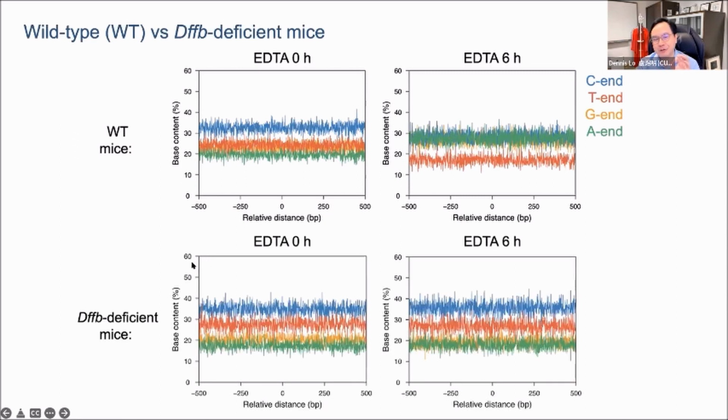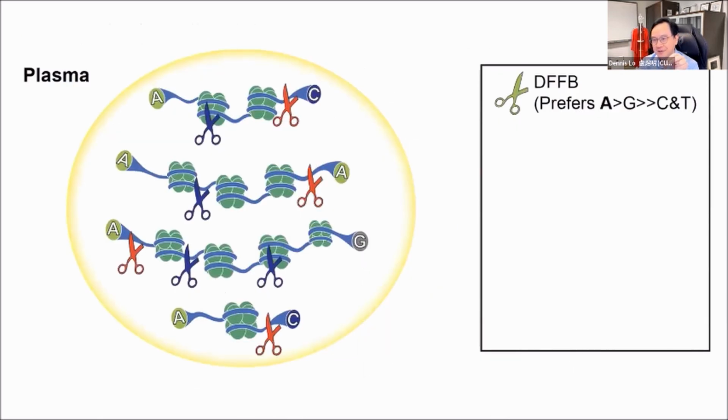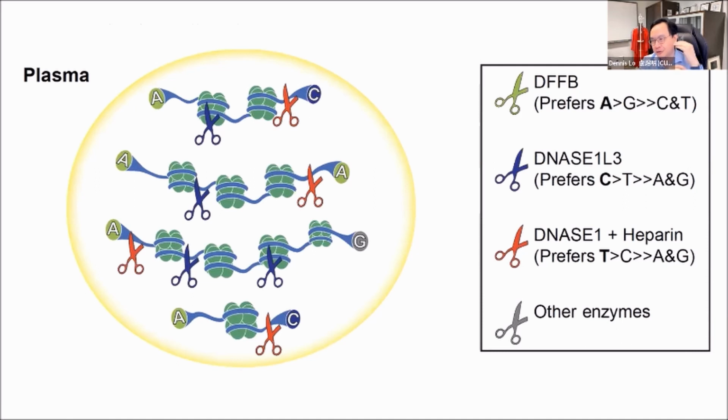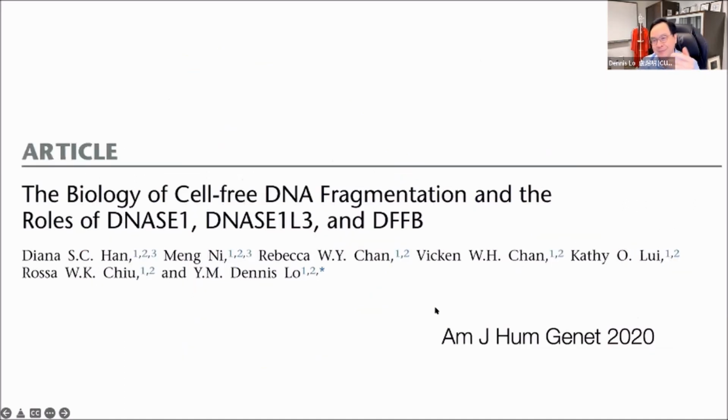So now what we did is that we knocked out the DFFB gene, the one involved in apoptosis. And interestingly, you can see that at time 0 it is the same, but at 6 hours, all this increase in A and G is gone. So from this work, you know that DFFB is responsible for cutting DNA ends with A and G. So basically we have this conclusion, and we can plot that it's A more than G and more than other things. You do the same experiment, and you know DNase1L3 is C bigger than T, etc. And do the same thing for DNase 1, and then you know it likes to cut T. And of course, in the future, you can use a similar approach to tackle other nucleases. So after we've done this bit by bit, we'll build up a model about how it's fragmented. And this work was published in 2020 in the American Journal of Human Genetics.